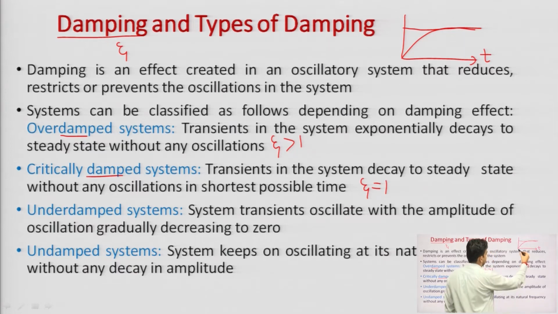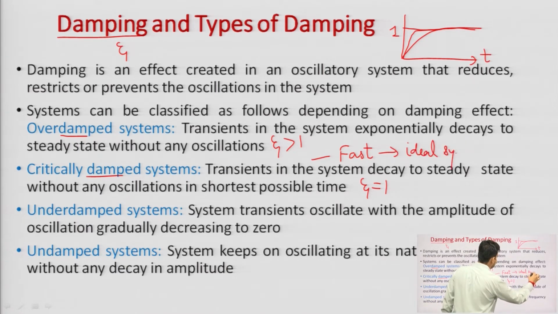The second case is critically damped, whenever zeta is equal to 1. In that case I will get a response like this. It is a very fast response, and immediately the response will reach the value of 1. It is a very fast response as compared to overdamped, and it also comes in the category of ideal system.